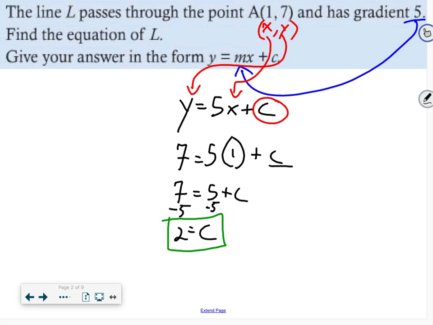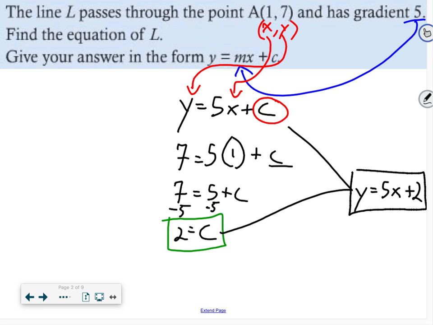So combining these together, I get my equation of a line. y equals 5x plus 2. Okay. So I can tell my gradient is 5 and my y-intercept is 2. All right.